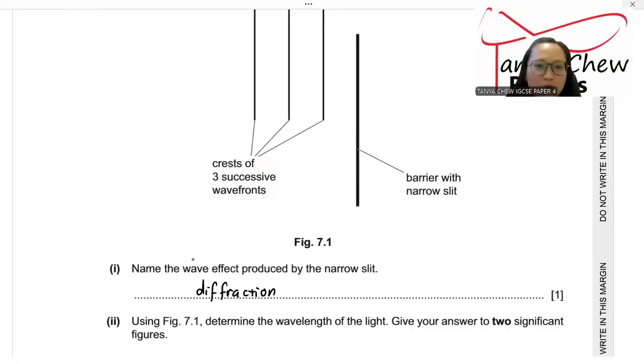Right. So if you want to know more about diffraction, I would suggest you to watch one of my YouTube channel, which I talk about diffraction and how to draw diffracted waves. Right. I hope you gain benefits from that.